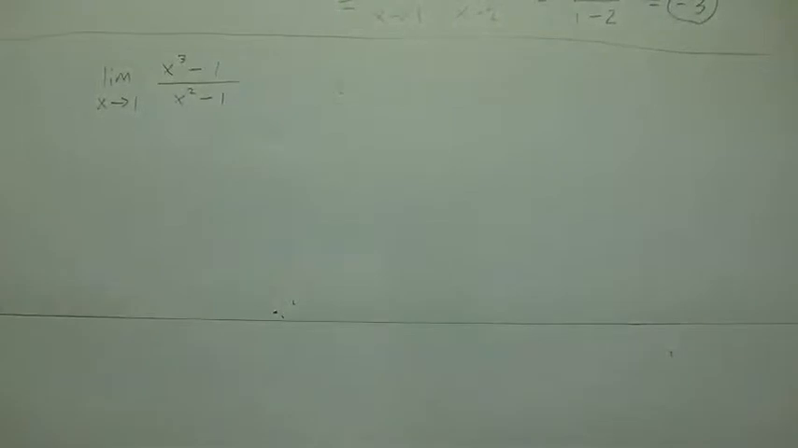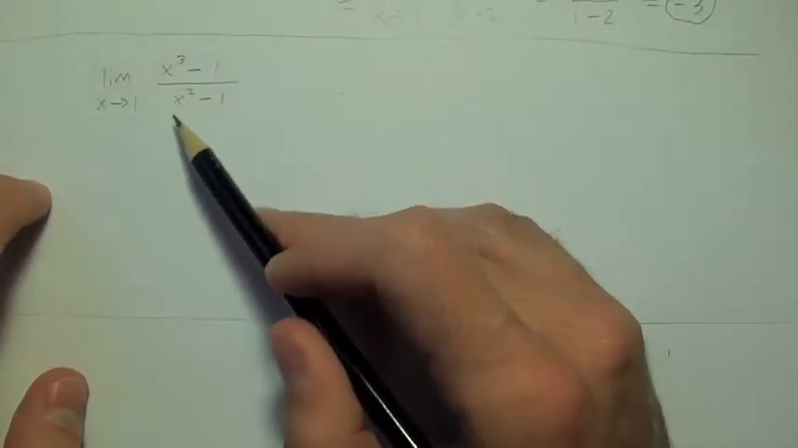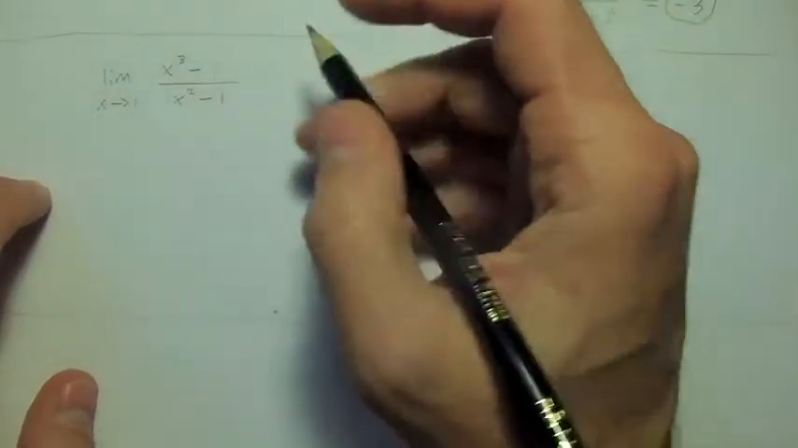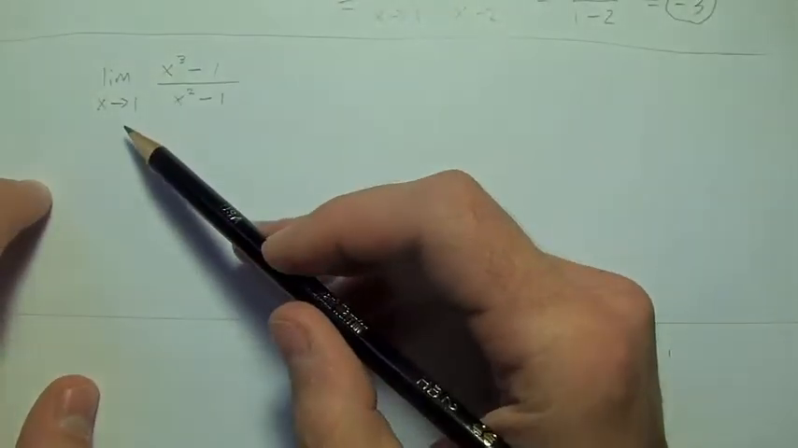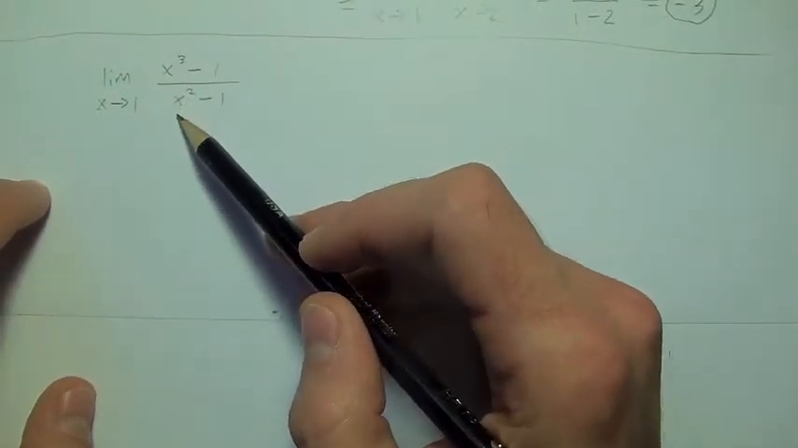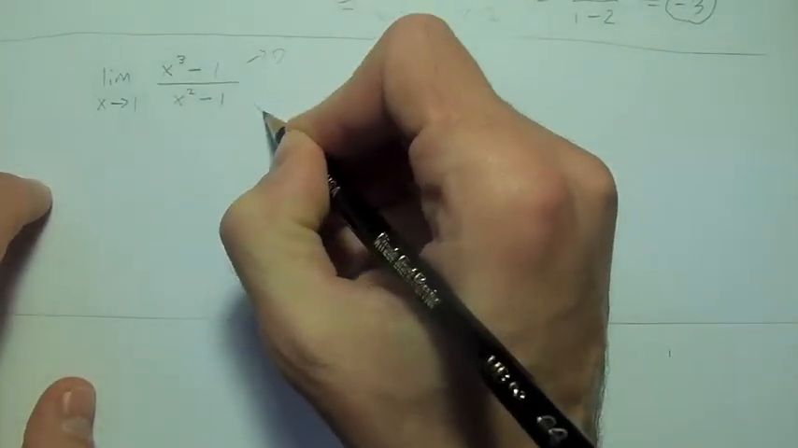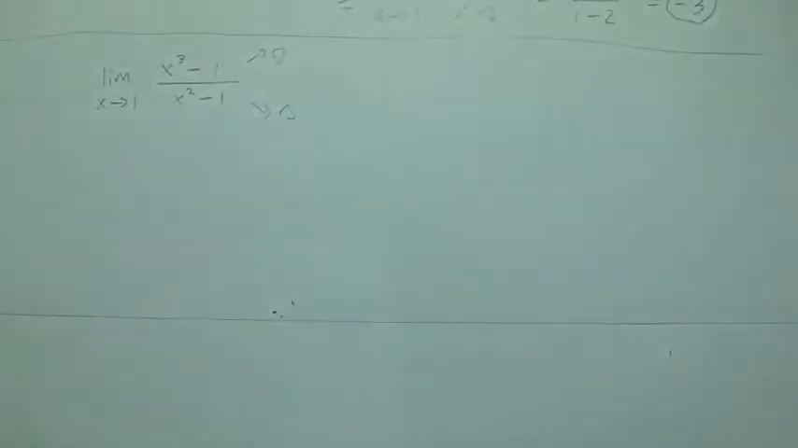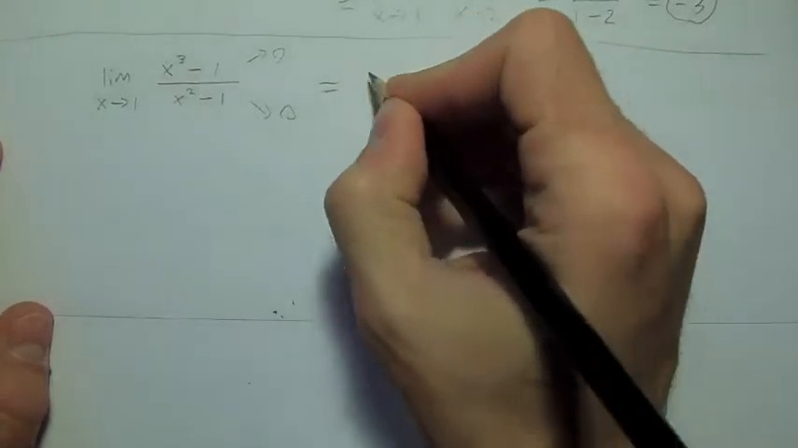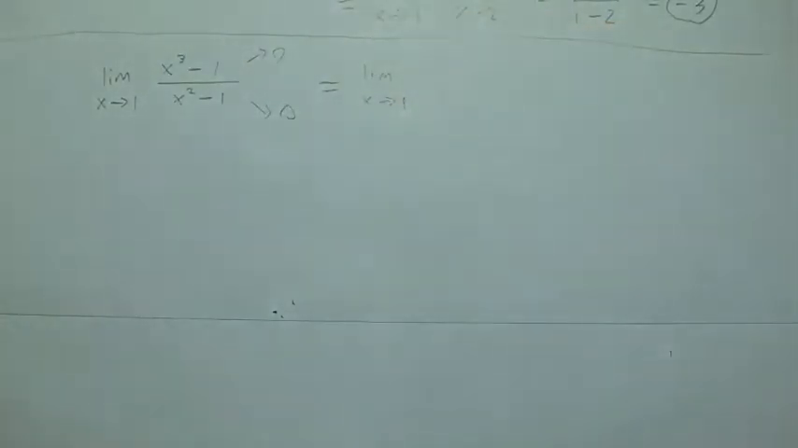Okay, second example. Let's look at the limit as x goes to 1 of x cubed minus 1 all over x squared minus 1. Once again, this is going to be a 0 over 0 case, because when I plug in 1, in the denominator I'll get 1 minus 1, and in the numerator I also get 1 minus 1. So 0 over 0 means that there's more work to do. So our first strategy is to try and factor and cancel when we have a situation like that.